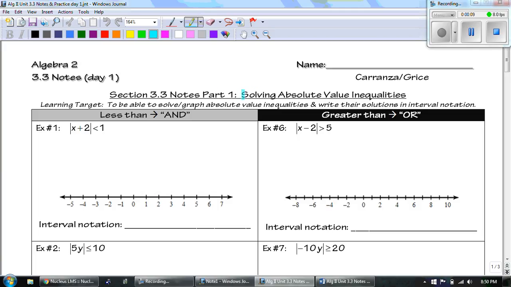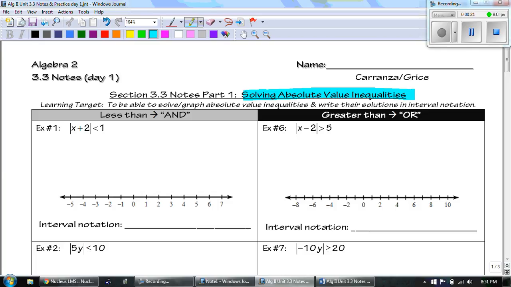Today we're going to be talking about solving absolute value inequalities. Our learning target today is to be able to solve and graph absolute value inequalities and to write their solutions in interval notation. So, you ready to begin?